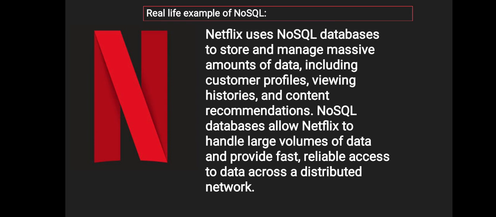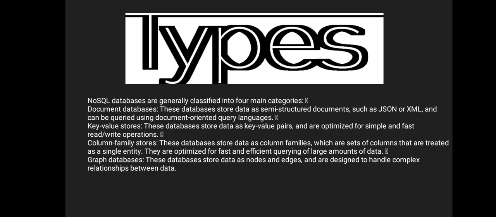Next, we will see about the types of NoSQL. NoSQL databases are generally classified into four main categories: document databases, key value stores, column family stores, and graph databases. Document databases store data as semi-structured documents such as JSON or XML and can be queried using document-oriented query languages.